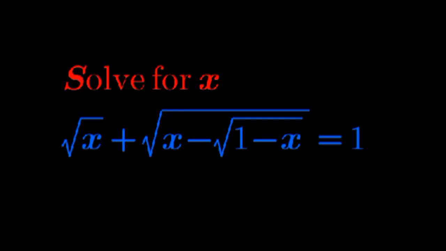So we have: solve for x when the square root of x plus the quantity of the square root of x minus the square root of 1 minus x is equal to 1. Now you can pause this video if you want to try solving this problem.